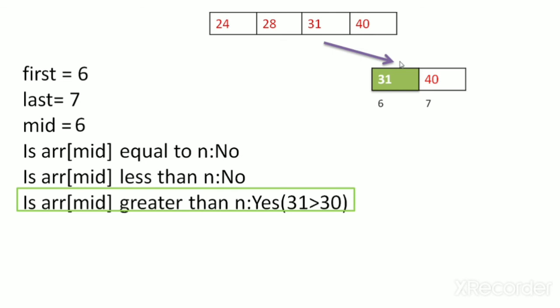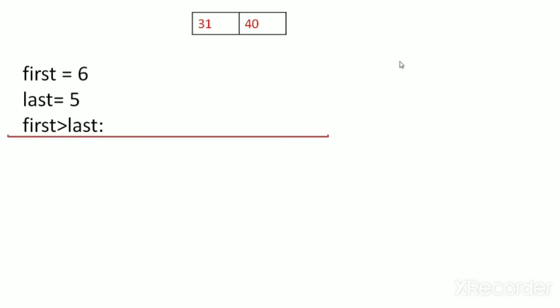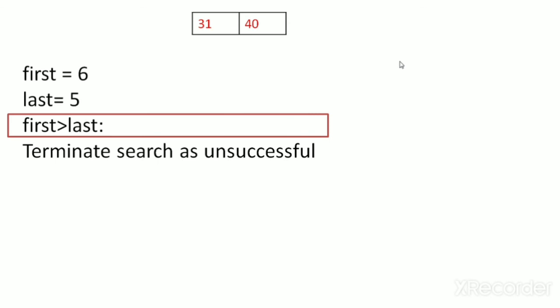So if we get the greater than condition true, we have to reduce the last index by 1 from mid, like mid minus 1 is equal to 6 minus 1, which is 5. So the value of the last index will be 5. So now in the next iteration, the previous array was 31 40. Now last has become 5, but first is 6. First has become greater than last, which means terminate the search as unsuccessful because it is not possible with this condition.